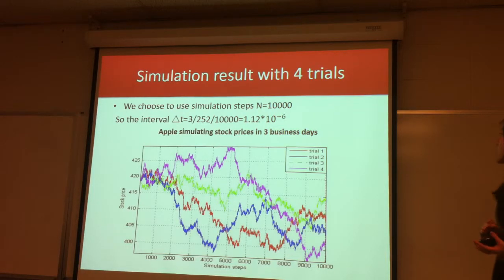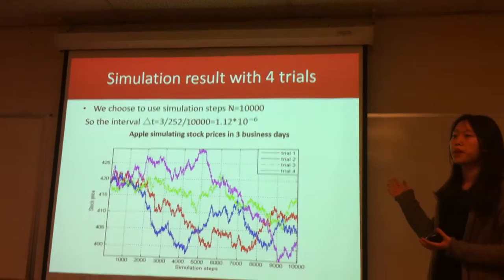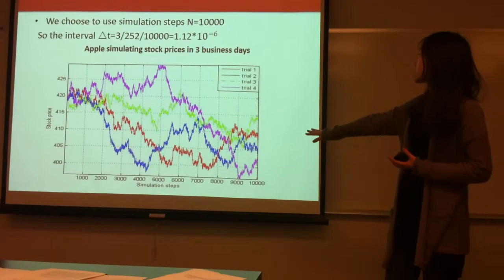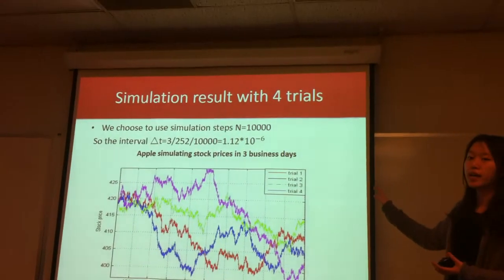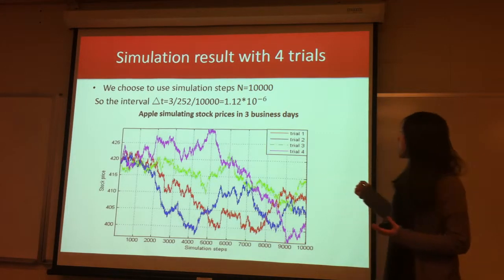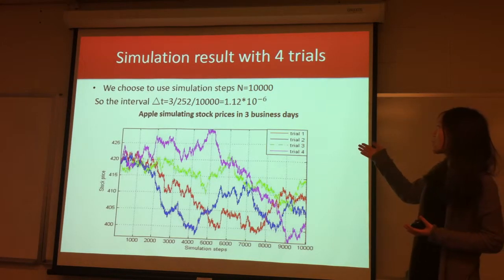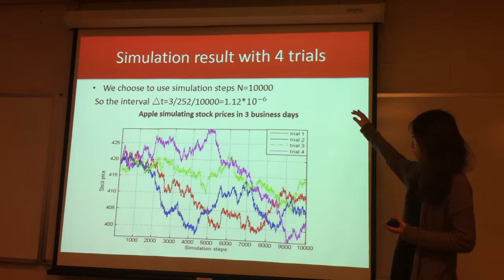Then we choose the simulation steps n equal to 10,000, because previously in our model we think the delta t should be very close to zero, in a very small time interval. So we try to make n as big as possible, so our interval is as small as possible. We set delta t as 3 business days divided by the trading days in a whole year, and then divided by our simulation steps. So our delta t is very small, as you can see.